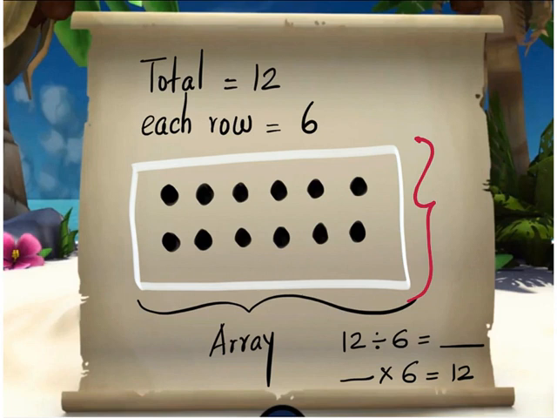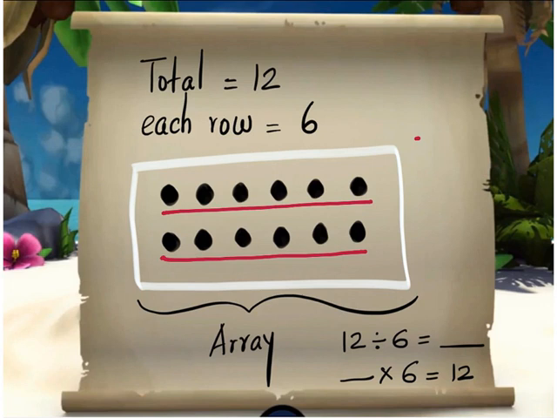If you see here, the total number will be 12. 1, 2, 3, 4, 5, 6, 7, 8, 9, 10, 11, 12. And each dot represents one note card. There are 2 rows of 6. So this is the first row of 6 and this is the second row of 6. You know that 6 plus 6 will make 12. This array represents this problem.